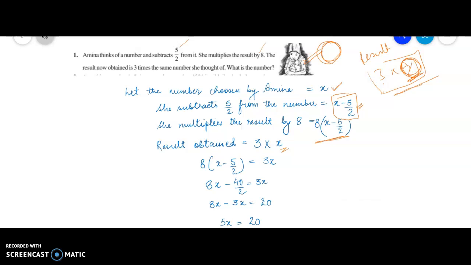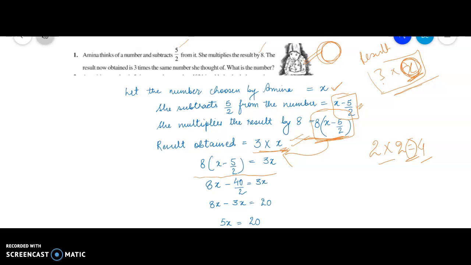Now see, we can equate these two expressions. Why? Because this is the operation she was doing, and out of this operation she is getting this result. You can take an example: if I'm multiplying 2 by 2 and I'm getting a result 4, I'm equating it, that 2 into 2 is equal to 4. The same thing I have done here.